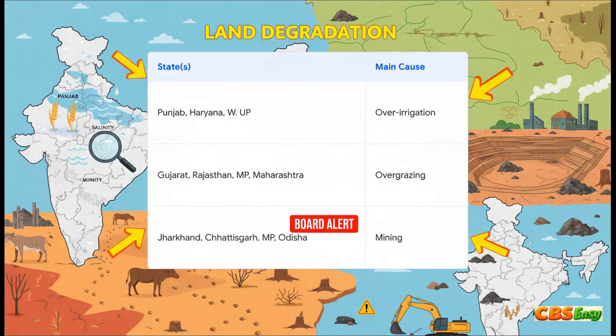Now this is where you can really level up your answers. This table is gold because it gives you specific examples to back up your points. If you're talking about over-irrigation causing problems, you can say, for example, in states like Punjab and Haryana. Or if you're writing about mining, you can mention Jharkhand or Odisha. These details make your answer so much stronger.